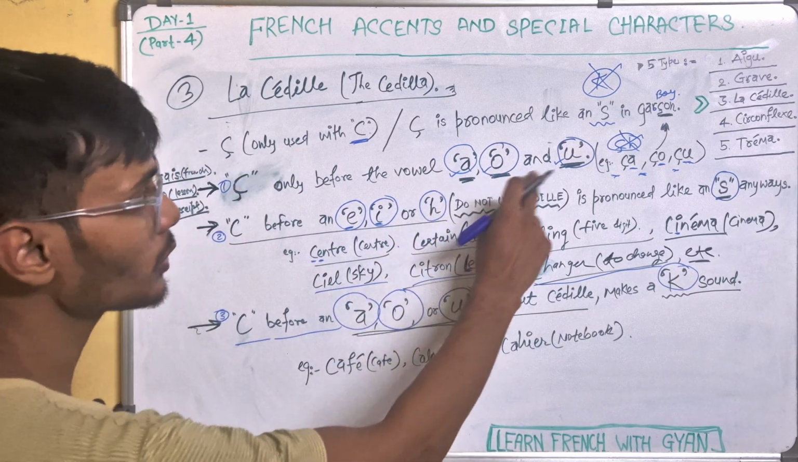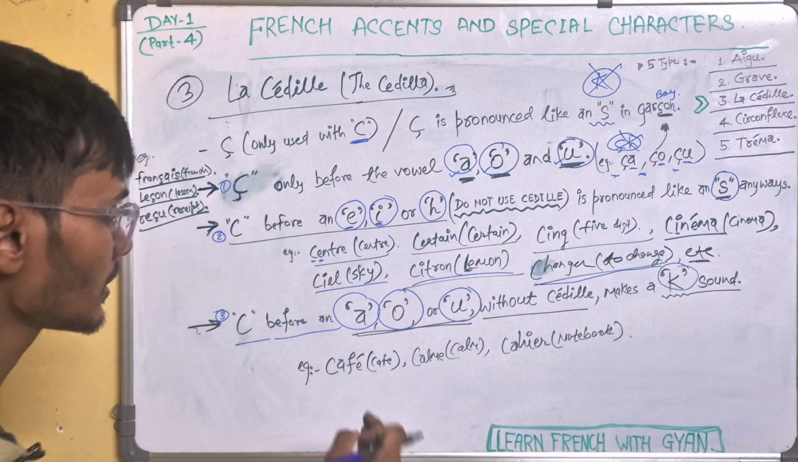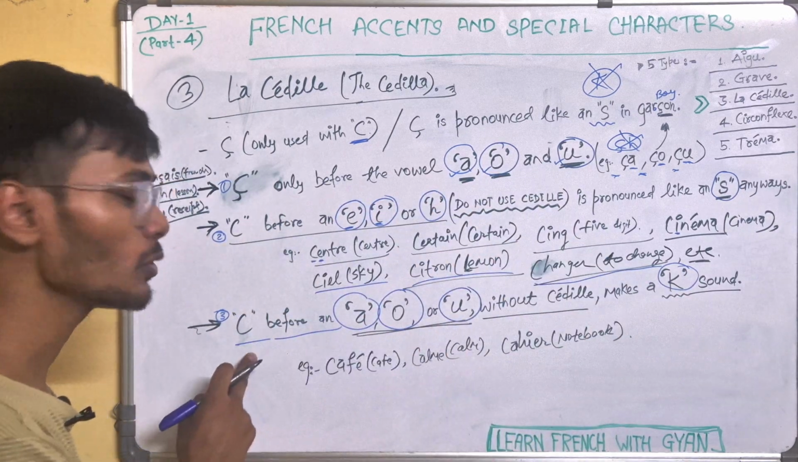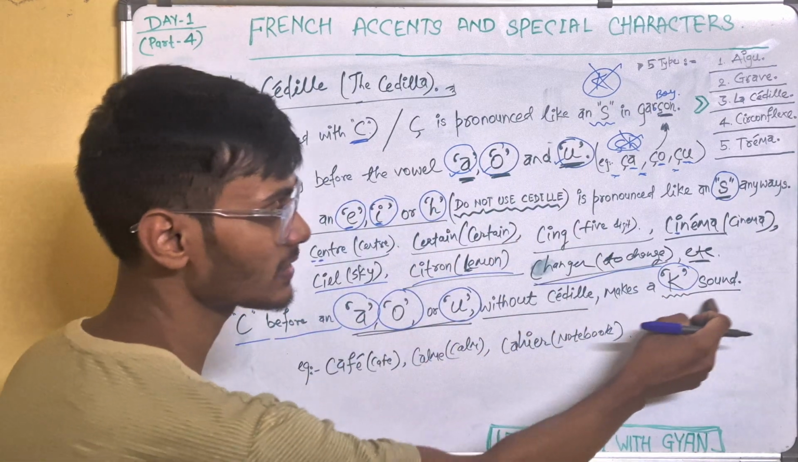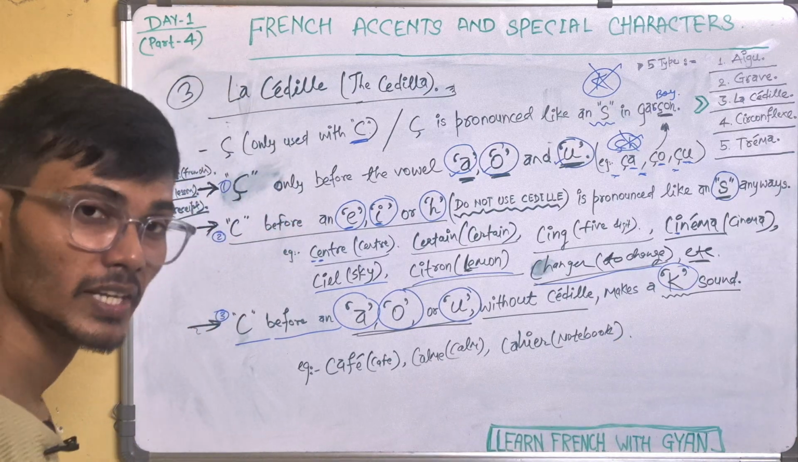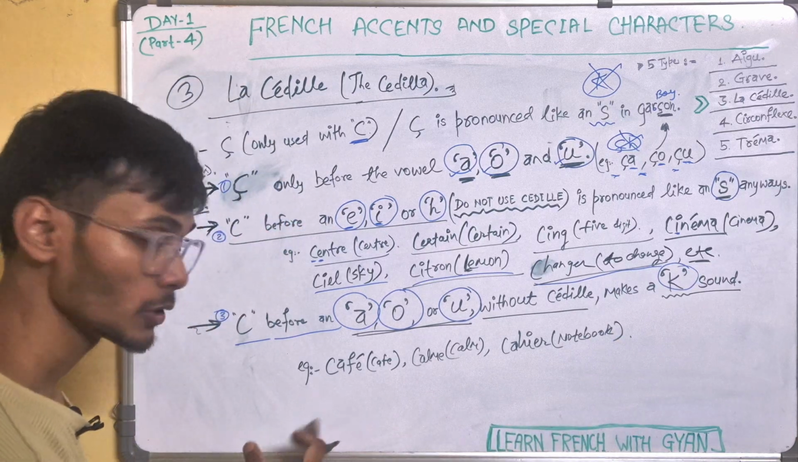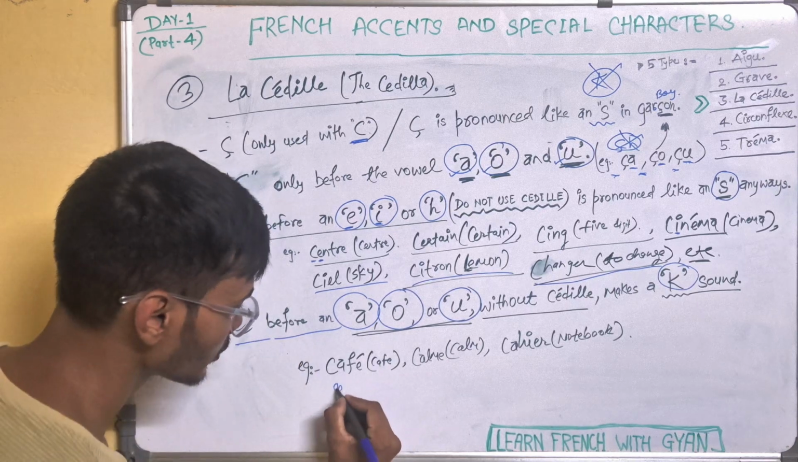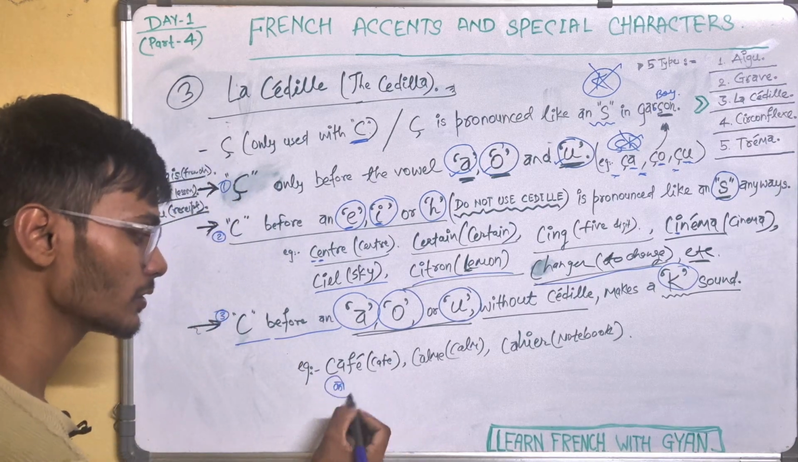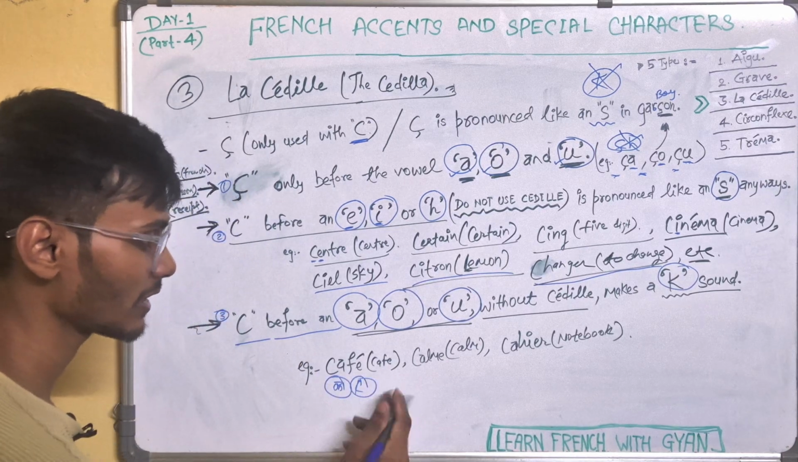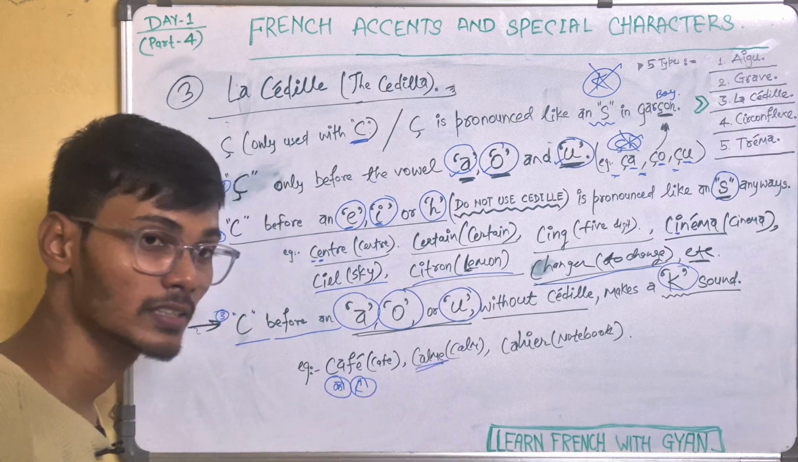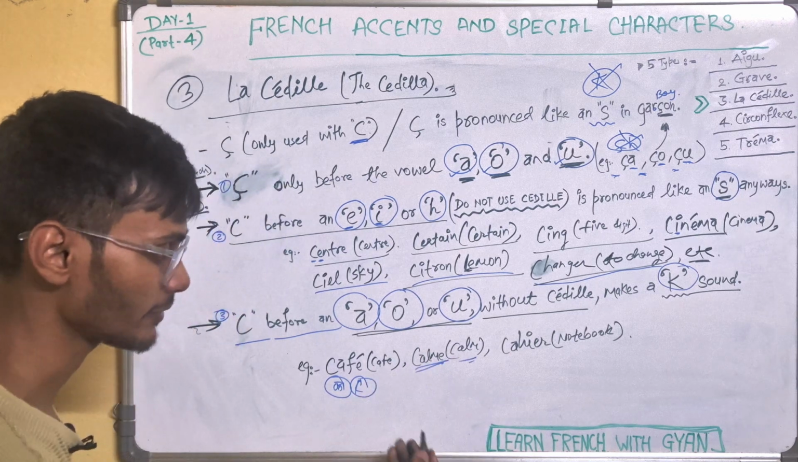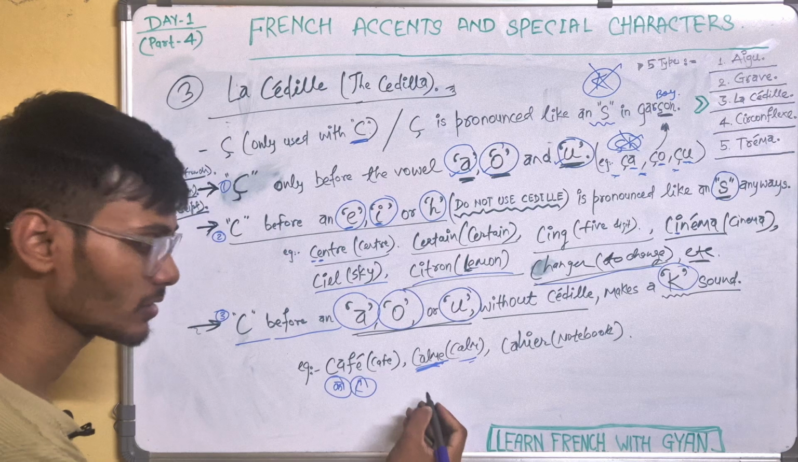A, O, U with a cedilla becomes S. A, O, U without a cedilla becomes K sound. Let's look into the examples to understand the same. So café, this becomes ko, café, right? K sound is there. Calm means calm, café means café. Calm, right? Ko sound is there.